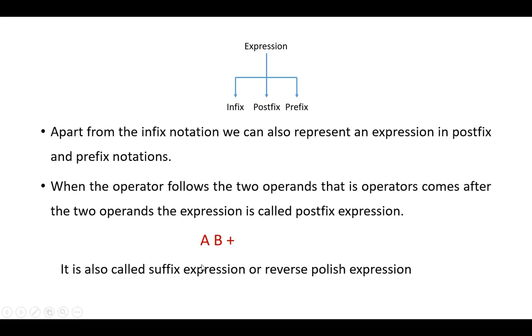This is usually used in computer science because when an expression is evaluated in the form of infix, we have to consider the priority or precedence of an operator. To overcome this precedence while solving the problem, we represent the expression using postfix and prefix notation. So whenever an operator is placed after the two operands, this representation is called postfix notation.